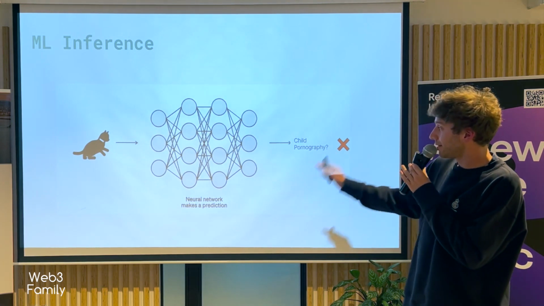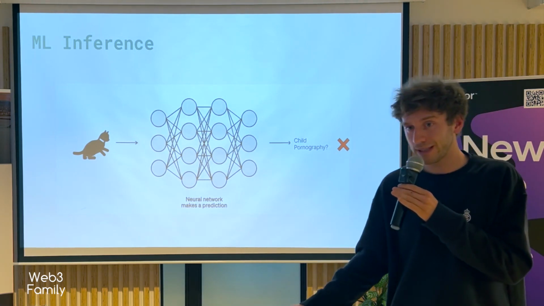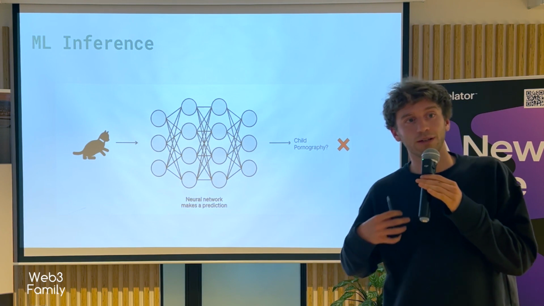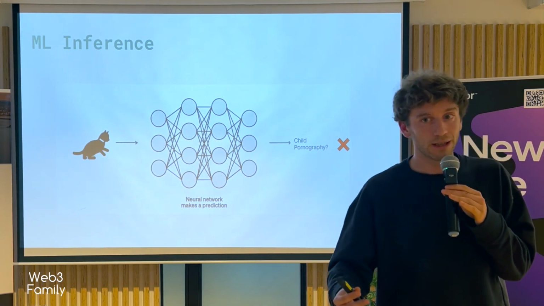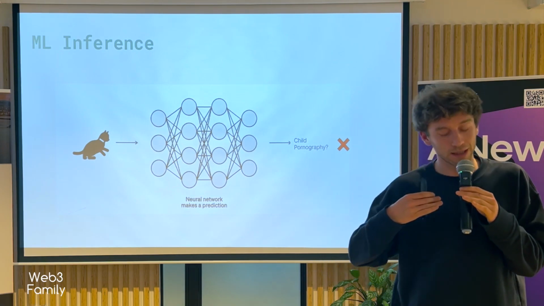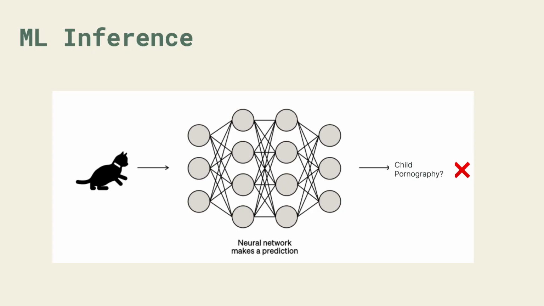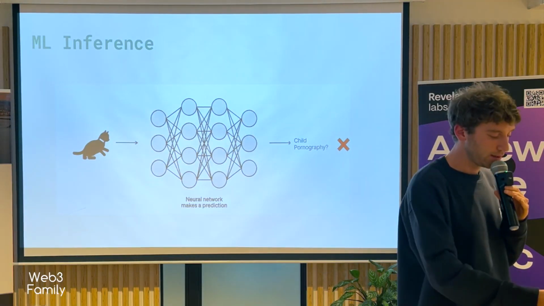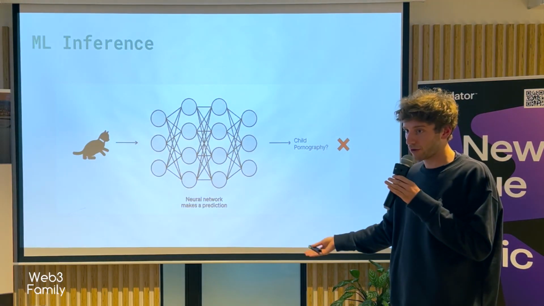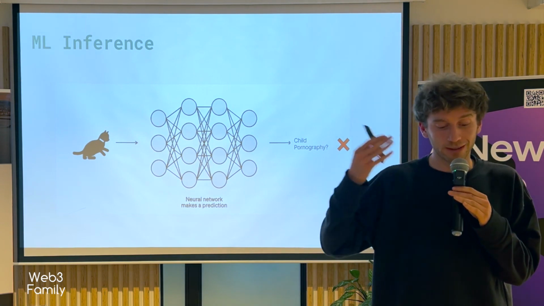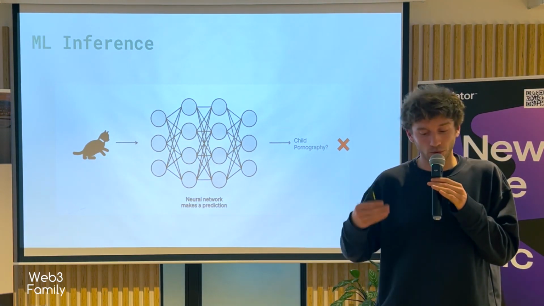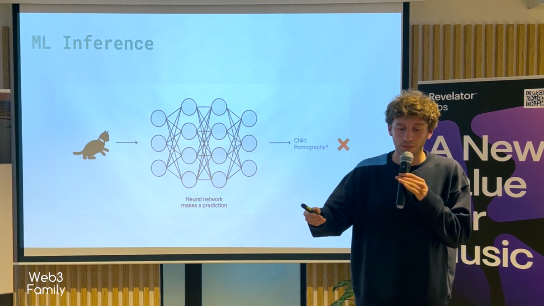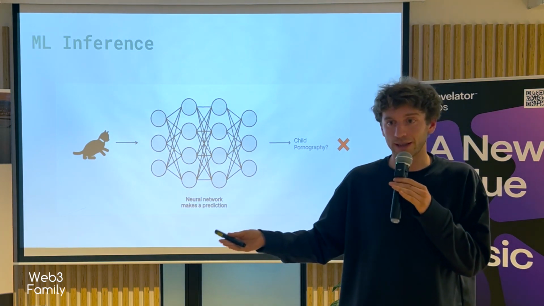And then there's the second phase, which is the inference phase. This happens when the model is presented with new data that it has never seen, and based on the training, it makes a prediction. So we present it with a new image, and it says whether this is child pornography or not. Of course, the more data we feed into the training phase, the more accurate the model will be, and the more likely it will be to guess correctly.